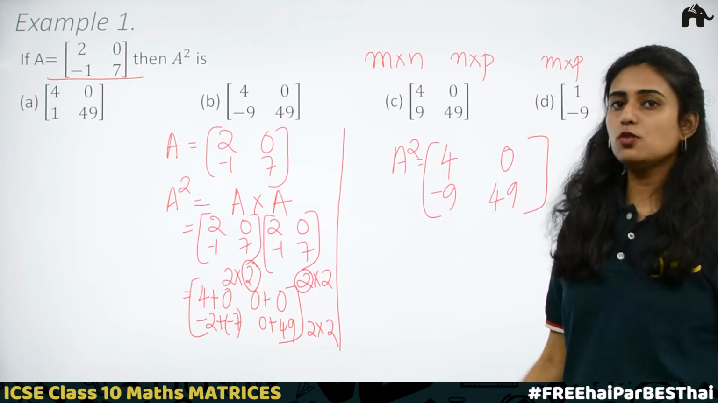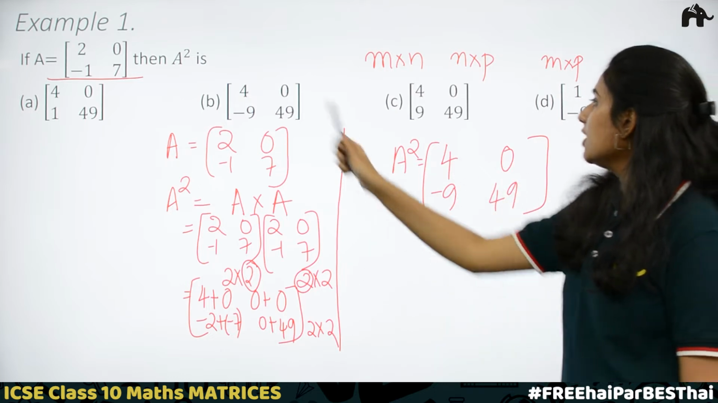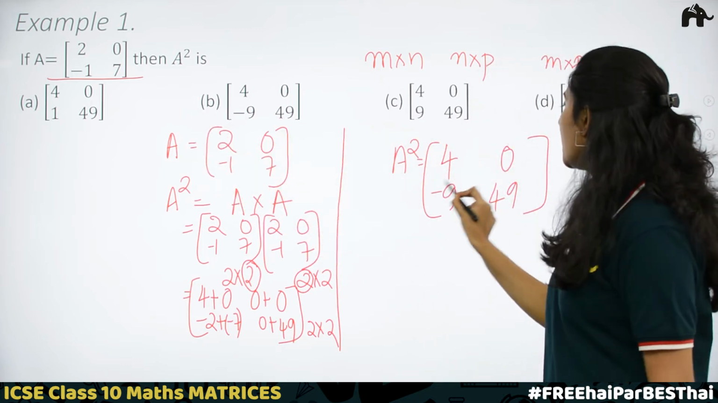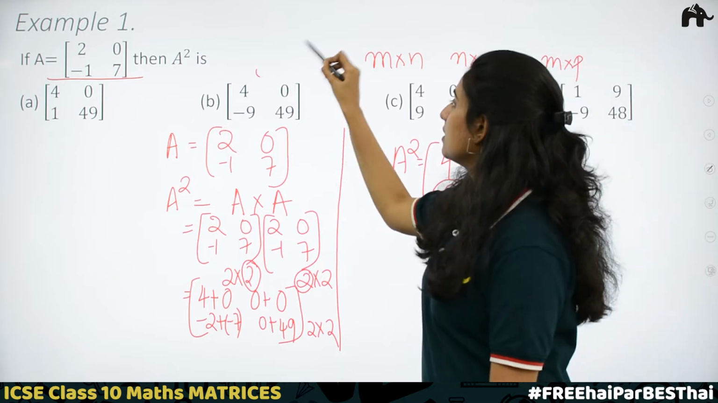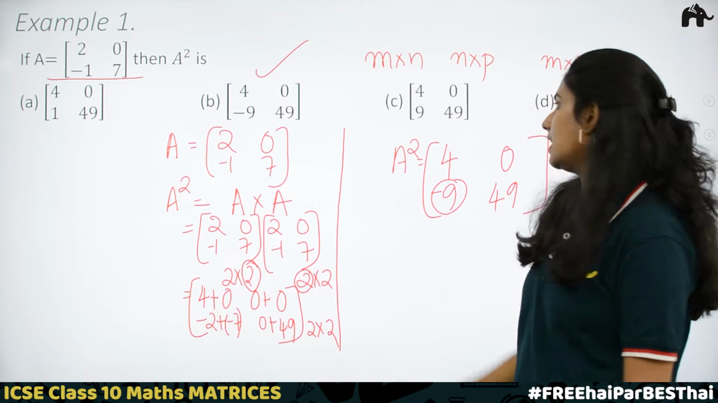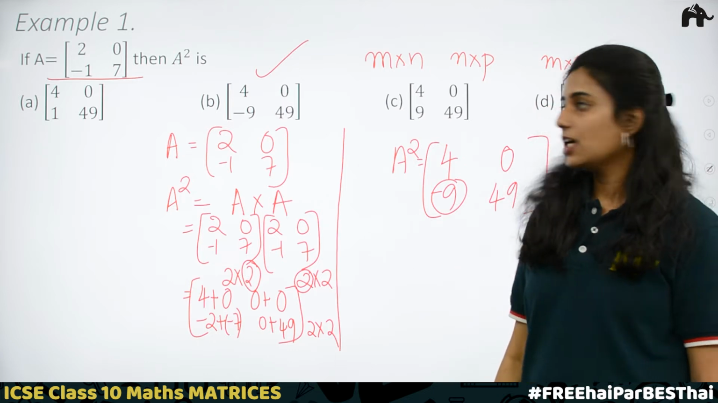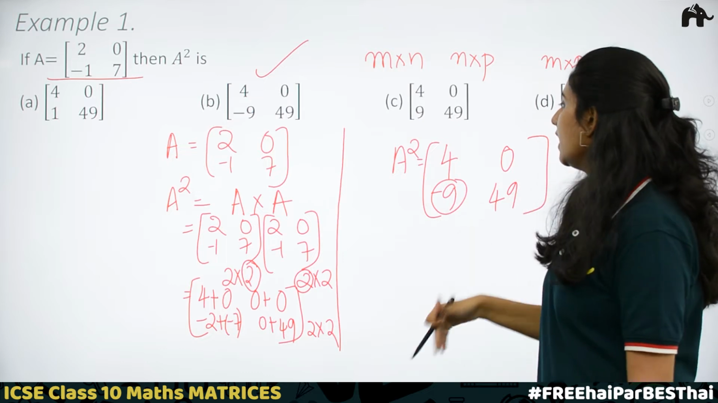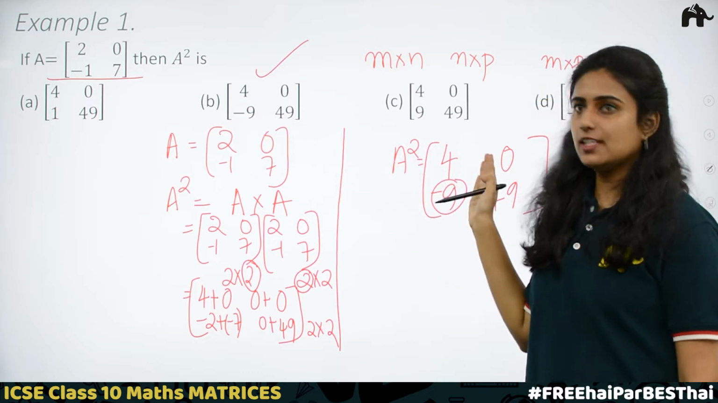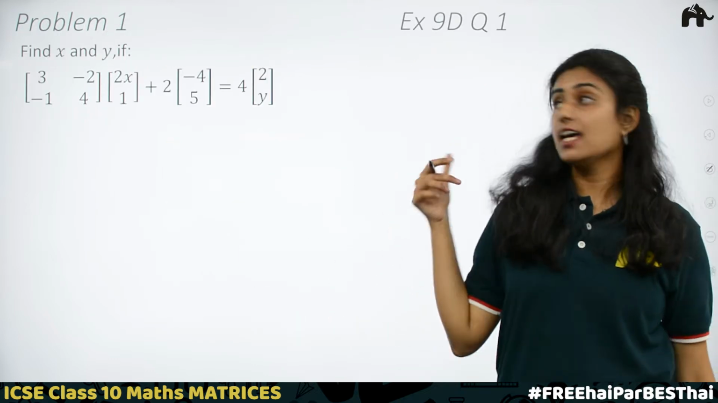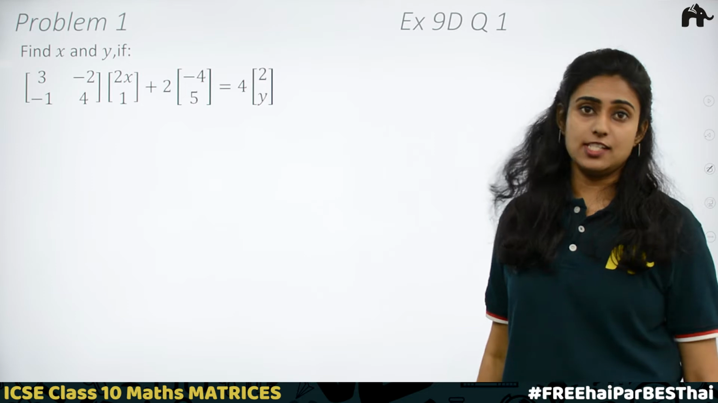Now check the options. Do we have this option? First option is 4, 0, 1 and 49. Here we have minus 9. In the second, B, we have 4, 0, minus 9, 49. So B is the correct answer. Got it? We are just finding A square. Once you find A square, we can match with the options given. You will get the final answer. Let us now move to problems from exercise 9D. Here we have the first question.